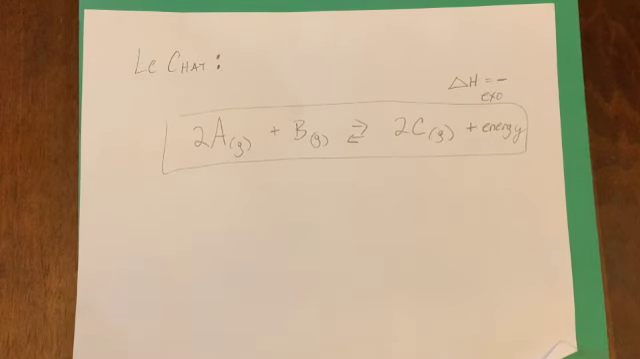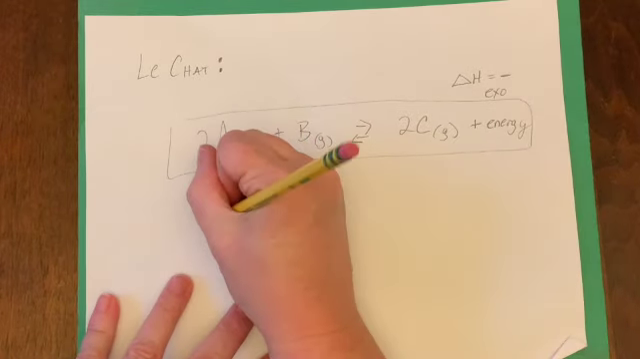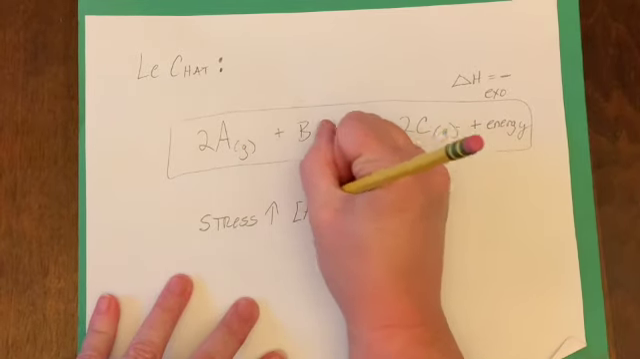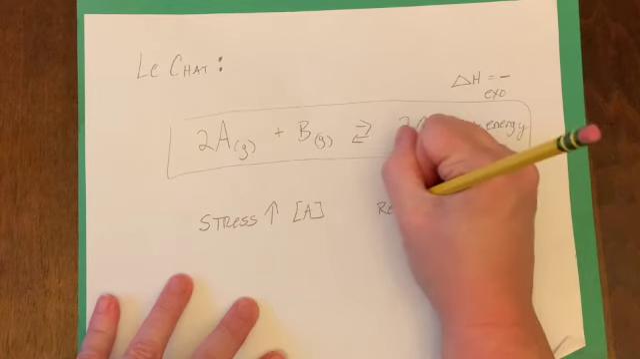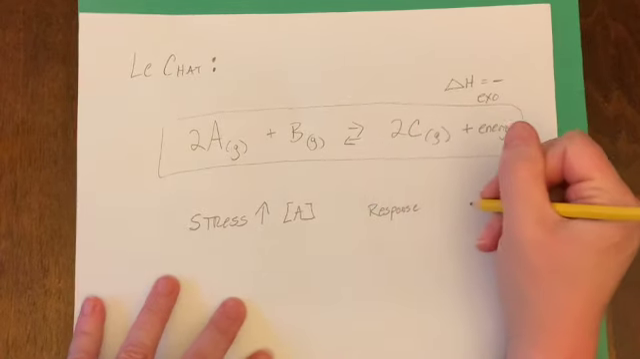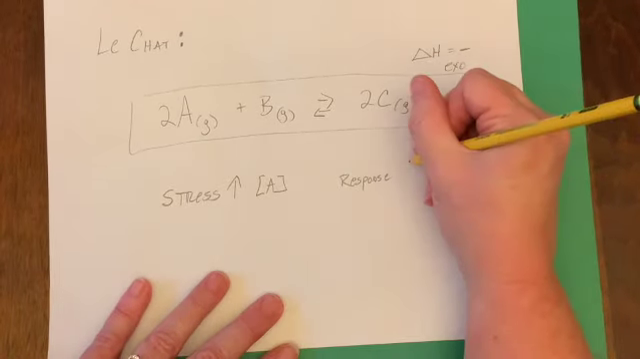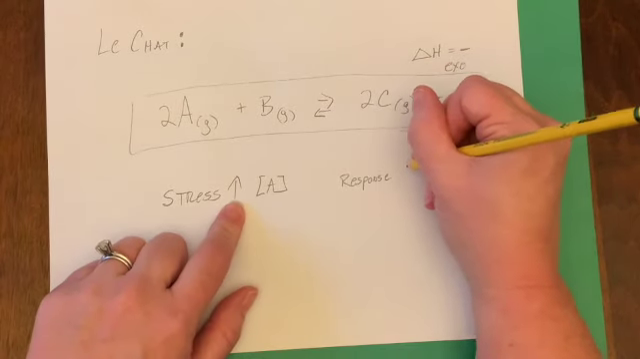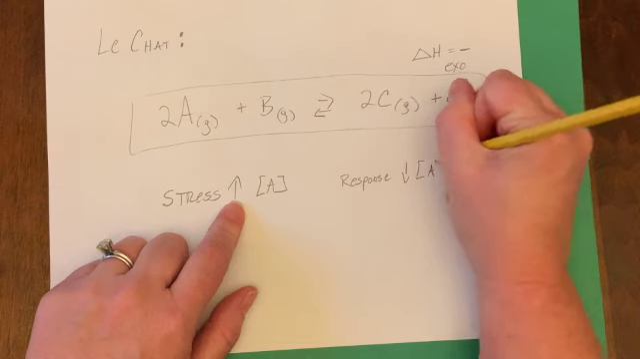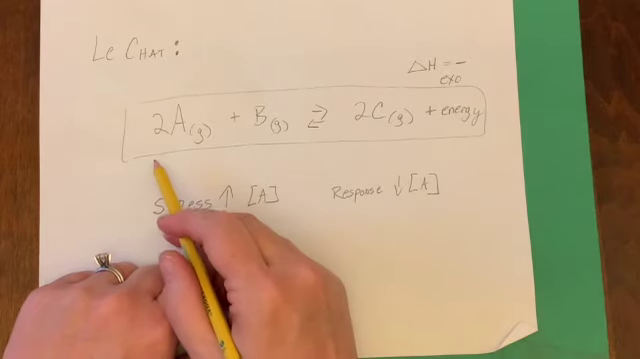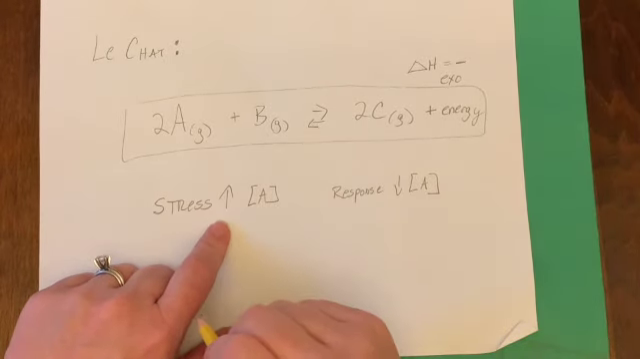The simplest way of thinking of this is whatever my stress is that I put on, the reaction is going to respond by trying to do the opposite of my stress. So if my stress is I'm going to increase the concentration of A, the response by the reaction to try and restore equilibrium is going to be the opposite of that. So what's the opposite of increasing the concentration of A? It's going to want to decrease the concentration of A. Now, how can that happen? Well, to take A away, I'm going to need the forward reaction to go.